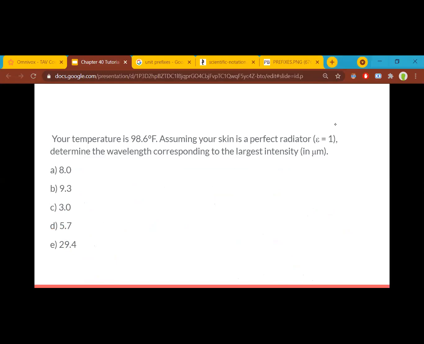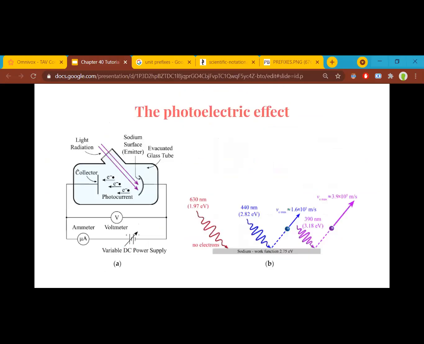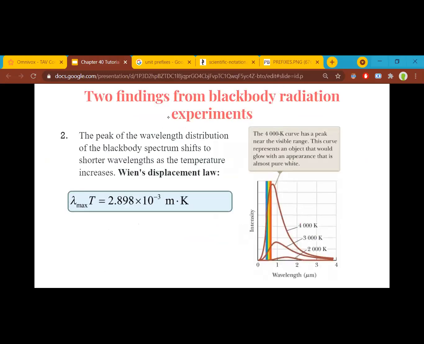Okay, this is a thermal radiation question. You have a body temperature, because the book was written by an American author, it's in Fahrenheit. Assuming your skin is a perfect radiator, your emissivity is 1, determine the wavelength corresponding to the largest intensity. So for this, you can use Wien's law, which is not something I expect you to memorize, but basically it tells you the peak wavelength for a particular temperature.